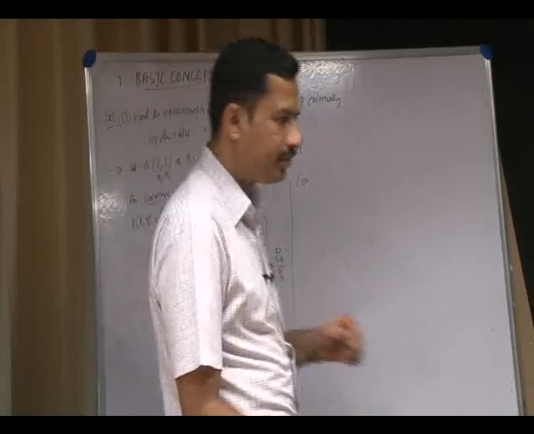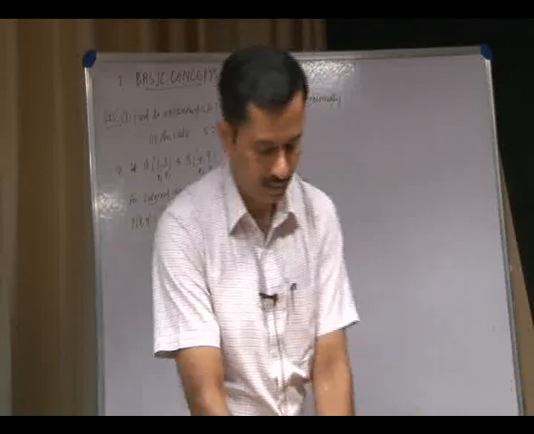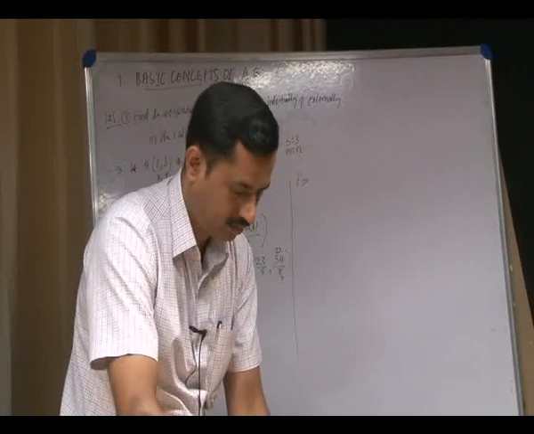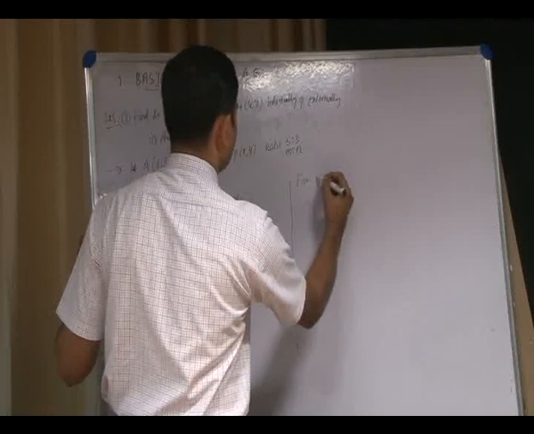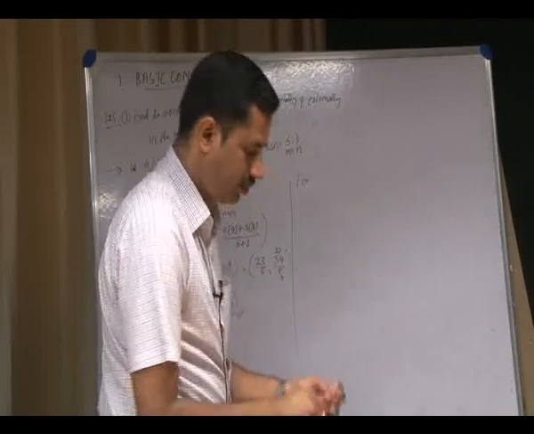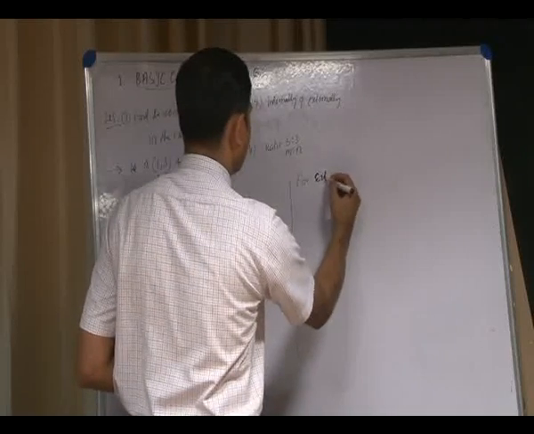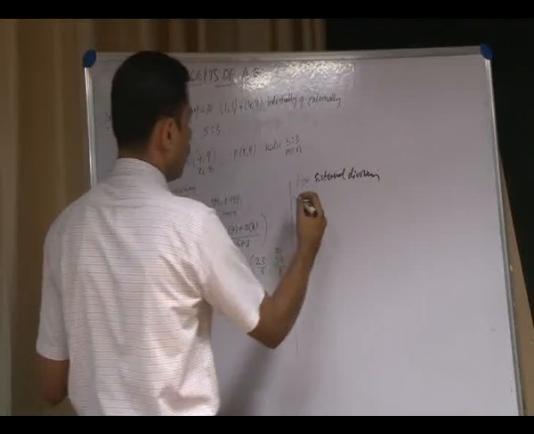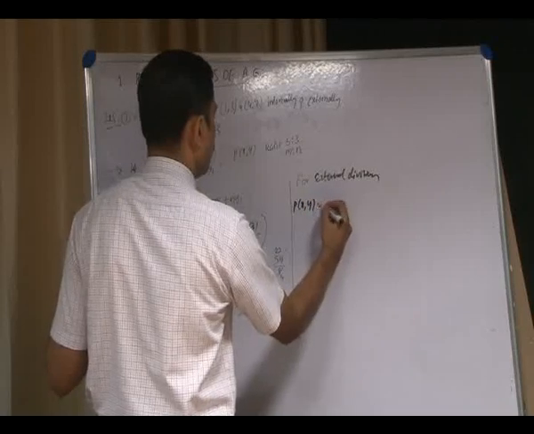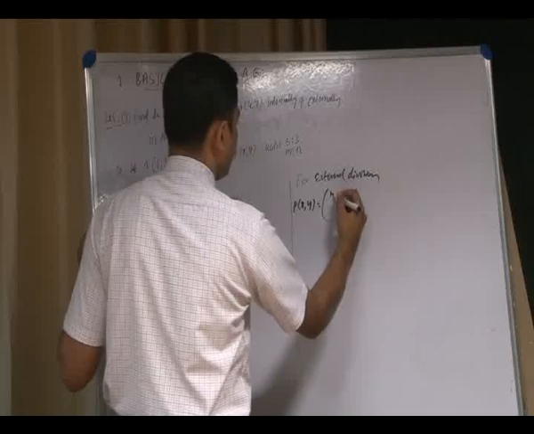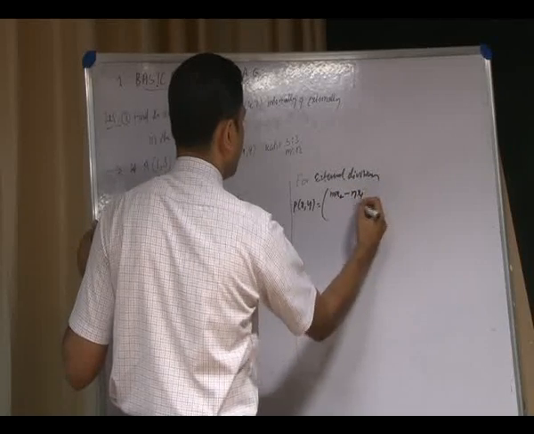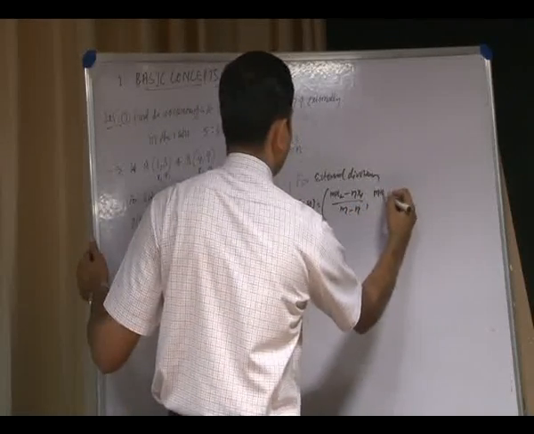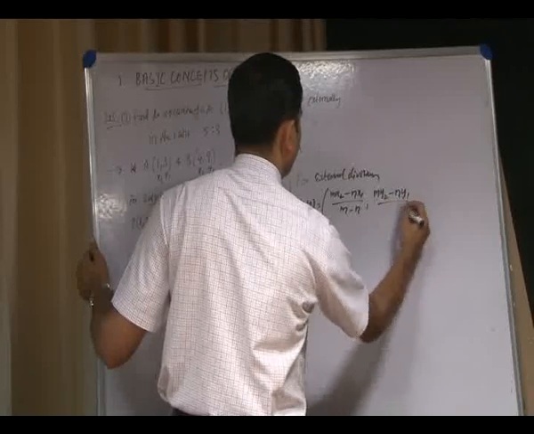For external division, the equation is P(x, y) equals (m x2 minus n x1) divided by (m minus n), and the y coordinate is (m y2 minus n y1) divided by (m minus n).